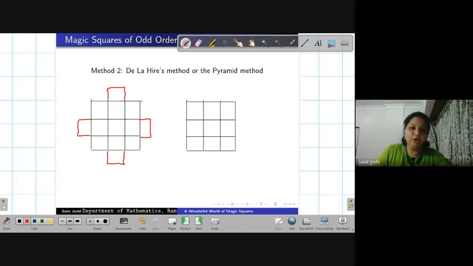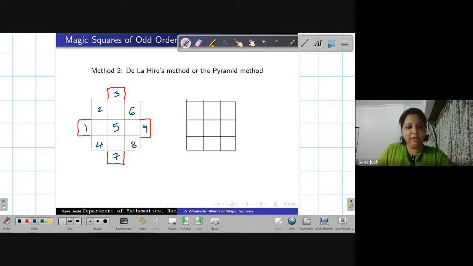Now you notice I have a diagonal over here. So I get some diagonals here. Along the diagonals, I start writing numbers from 1 through 9. So this is 1, this is 2, this is 3. Now this is 4, 5, 6, and then you have 7, 8, and 9.